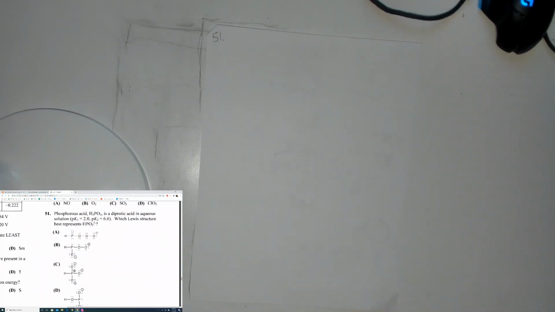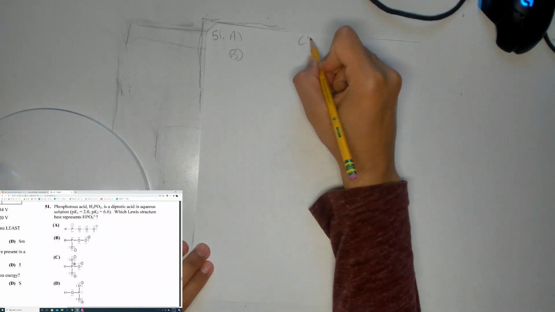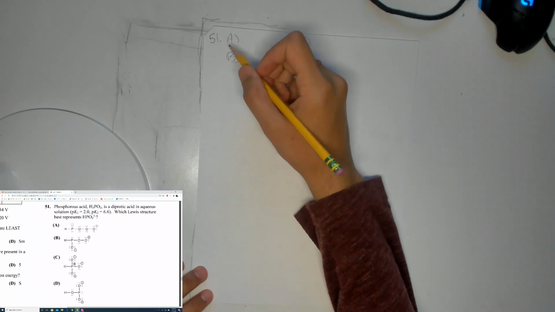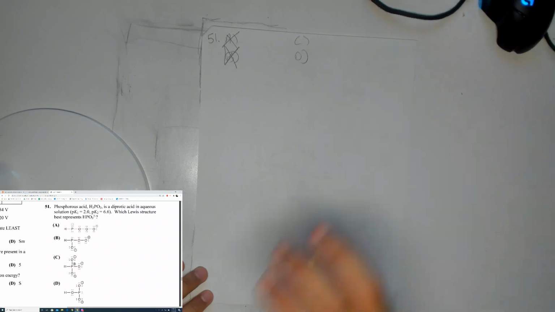We move on to 51. This one isn't too bad of a question. Phosphorous acid is a diprotic acid in aqueous solution, pK1, pK2. Which Lewis structure best represents HPO3 2 minus? You can easily cross out A and B because the acid doesn't have a peroxide in it. It's pretty unstable. Acids don't usually have peroxides in them, so we can cross out A and B. Let's take a look at C and D.